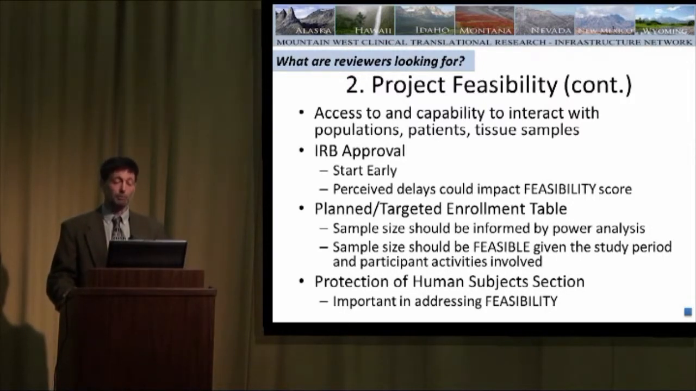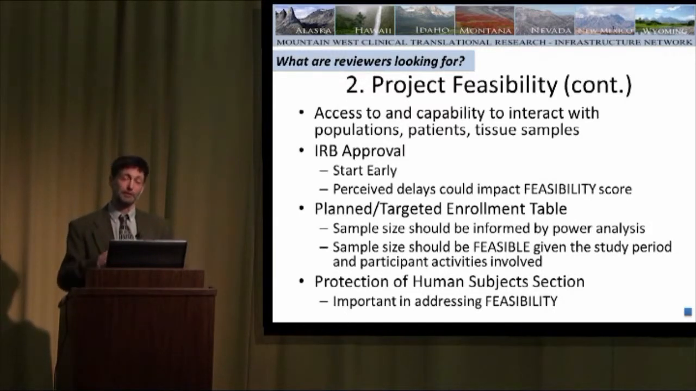The planned and targeted enrollment table is another detail of the application, but it's really important to match it to the part of the research approach that describes the justification, the reason why a particular sample size was selected, and that, of course, is a number derived in consultation with your biostatistical expert on your team. So that's the protection of human subjects section. It's an important, sometimes neglected part of the overall application.